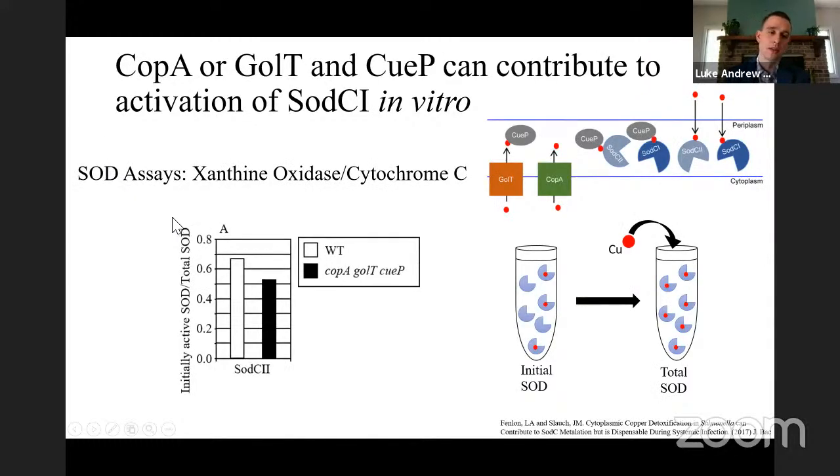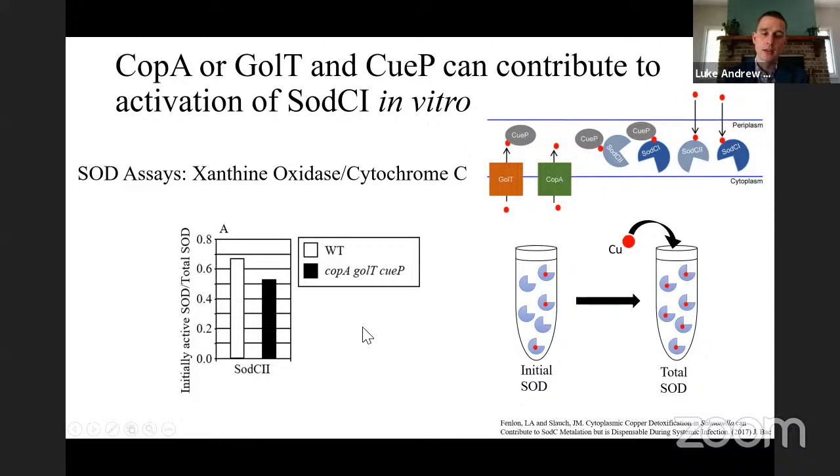So for these experiments, we used the xanthine oxidase cytochrome C method for assaying superoxide dismutase. And the way I'm going to present the data to you for these experiments is the ratio of the fraction of initial active enzyme to the total amount of enzyme present.